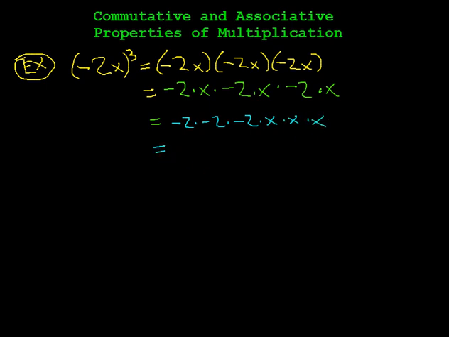If you recall correctly from previous math classes, hopefully you're coming to the conclusion that negative 2 times negative 2 times negative 2 is negative 8, not positive. And then x times x times x gets us x cubed. So the result that we get here is negative 8x cubed. Just because you have a power doesn't mean that the negative sign becomes positive. All right, so there are the commutative and associative properties of multiplication, and now you've seen some good examples that we'll use later on with algebra.